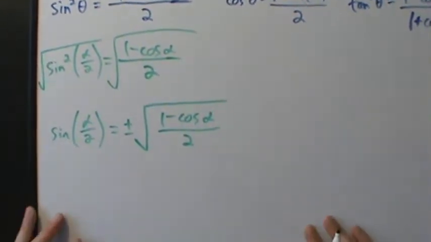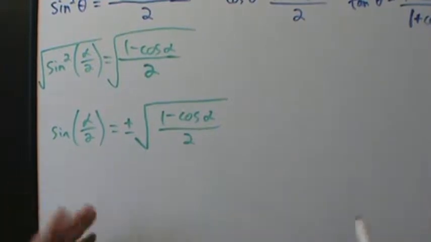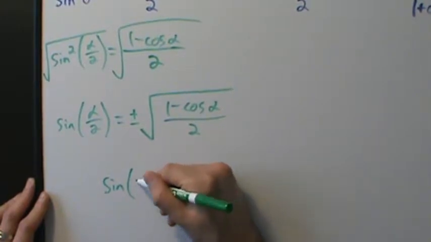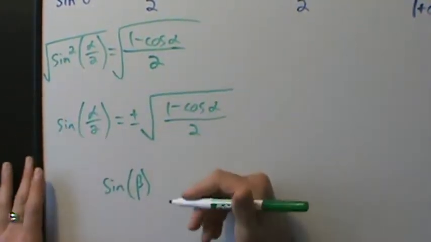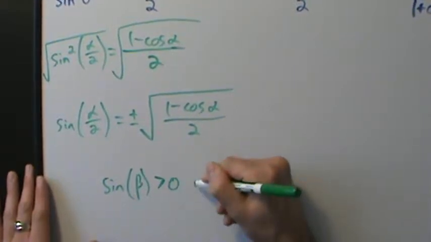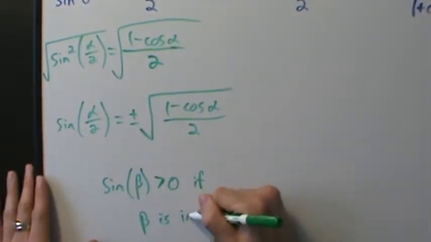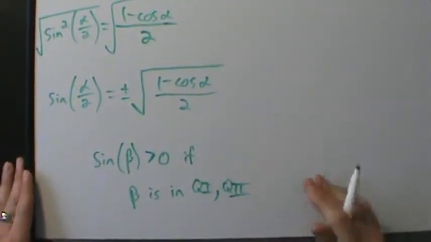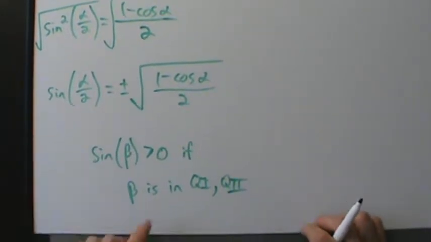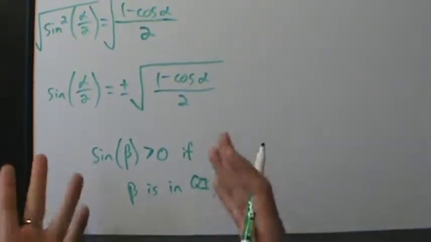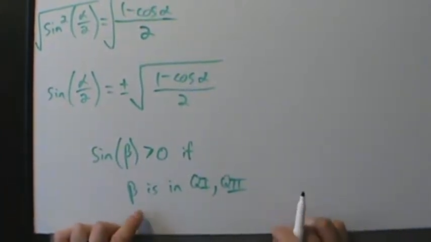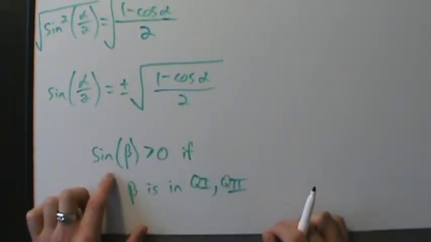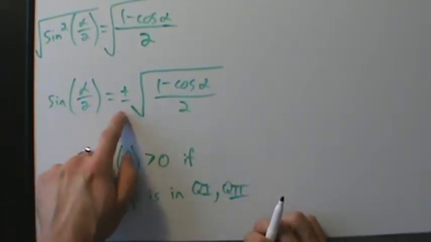Okay, so we have to be very careful. We have to take the positive and the negative root. Which one are we actually going to use? Well, it depends. Remember, sine of, let's say, beta, since we're using alphas and thetas to mean other things here, sine of beta is greater than 0 if beta is in quadrant 1 or quadrant 2. And remember, what does it mean for an angle beta to be in that quadrant? It means the terminal side of beta, if beta is in standard position, is in that quadrant. So if the terminal side of beta is in quadrant 1 or quadrant 2, then the sine of beta is positive. Using the same principle, that's going to help us determine which sign, plus or minus, to take here.